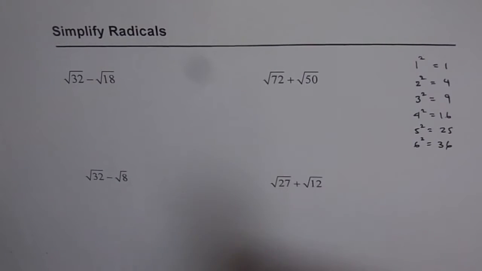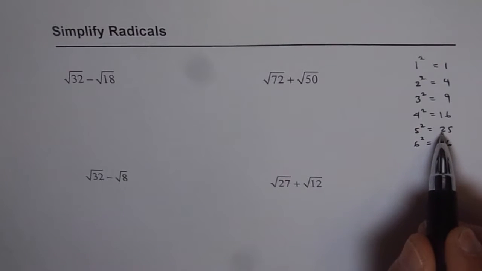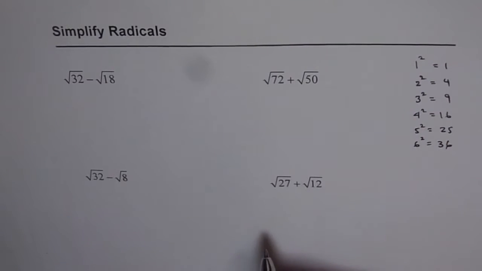Now, what is the square root? If I do square root of 36, I get 6. Square root of 25 is 5. So it's kind of the reverse of square. I hope you understand that. And with this in mind, let's try to simplify the radicals.